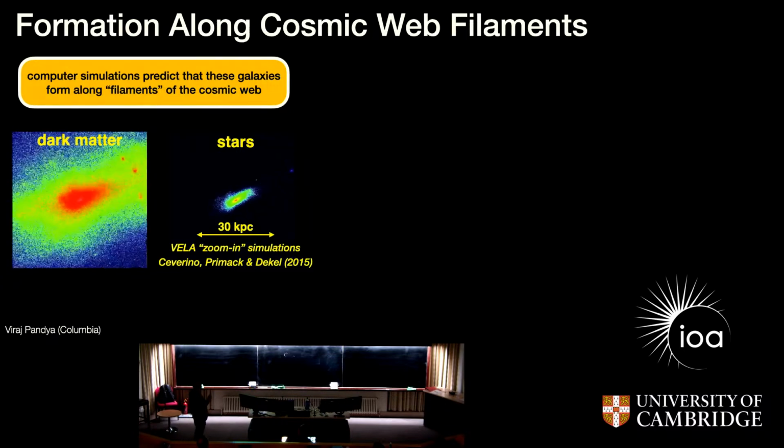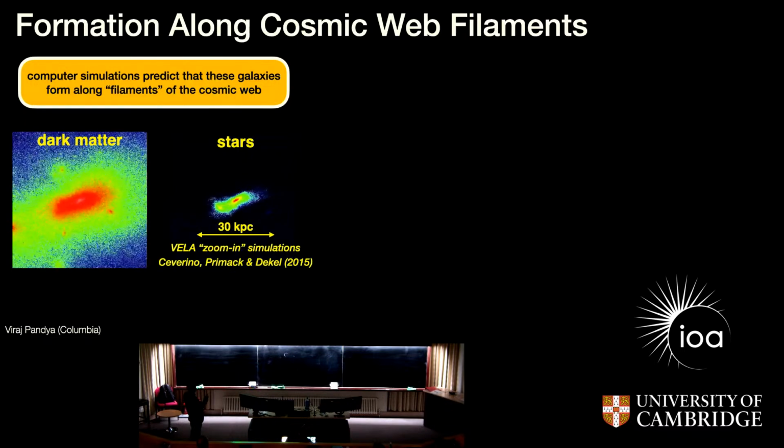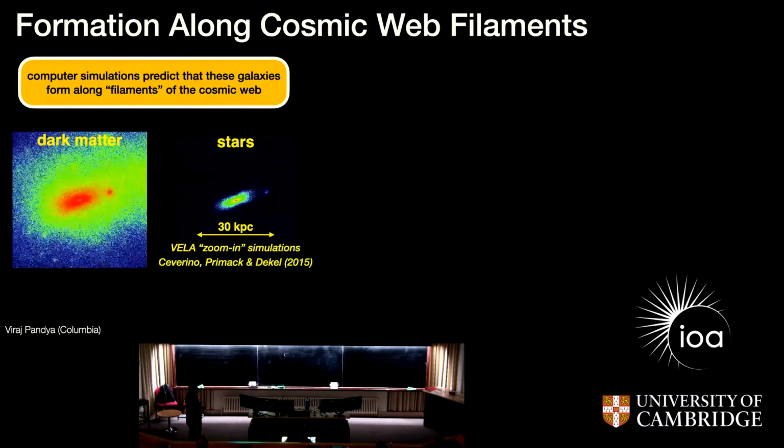But in these simulations, we can predict the distribution of this dark matter and how it connects to the distribution of the stars. And in these computer simulations, we predict that galaxies live in halos of dark matter that are themselves also elongated, nearly prolate at early times. And this entire system, dark matter plus stars, lives in a large-scale filament of the cosmic web.